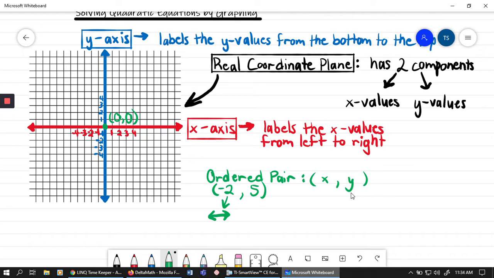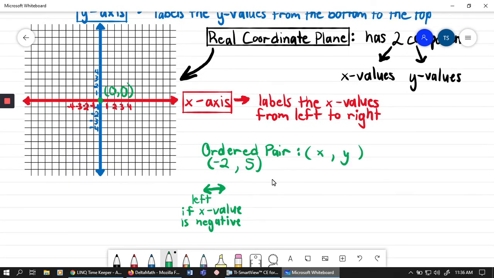So again, when we're looking at the x component, if you have a negative number, that means that you are going to be moving to the left. So again, folks, if you need to go left if the x value is negative, then clearly the opposite is true. If this x value was a positive number, then you would need to move to the right. I'm not going to write that because that should be common sense: negative is moving to the left and positive is moving to the right.